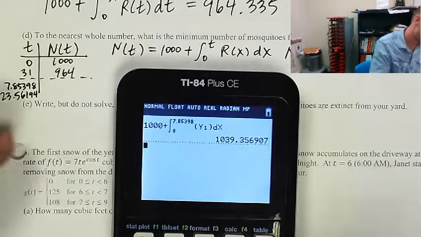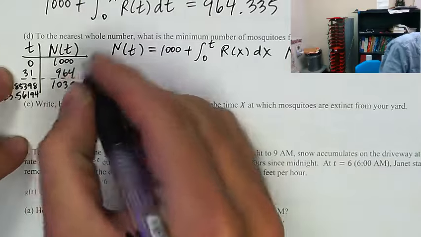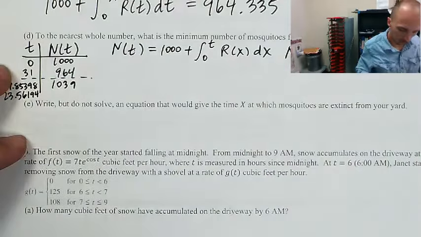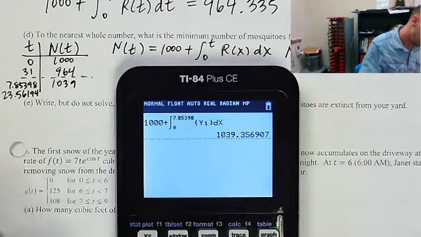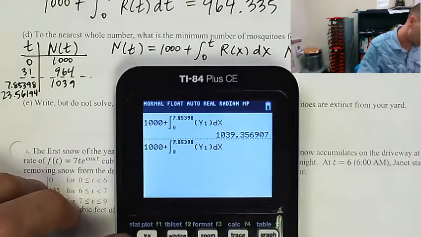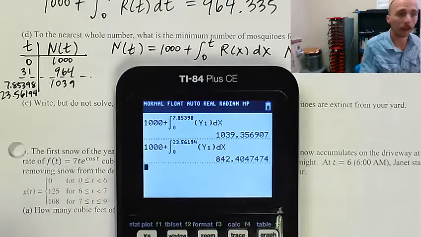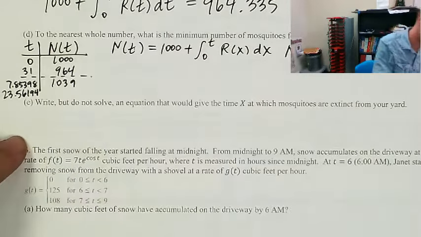Okay, 1,039 mosquitoes. We knew that was a relative maximum. So, odds are pretty good it was not going to be an absolute minimum. I'm going to copy the same thing down, and then we're going to do 23.56194. That's 842. That's going to be my absolute minimum number of mosquitoes, so 842.